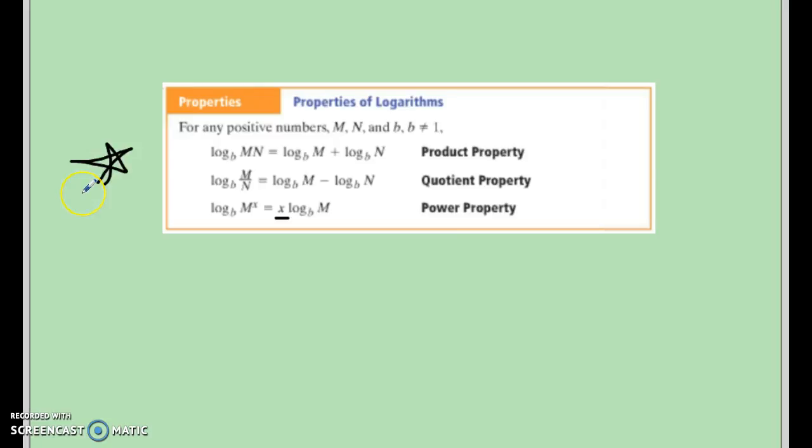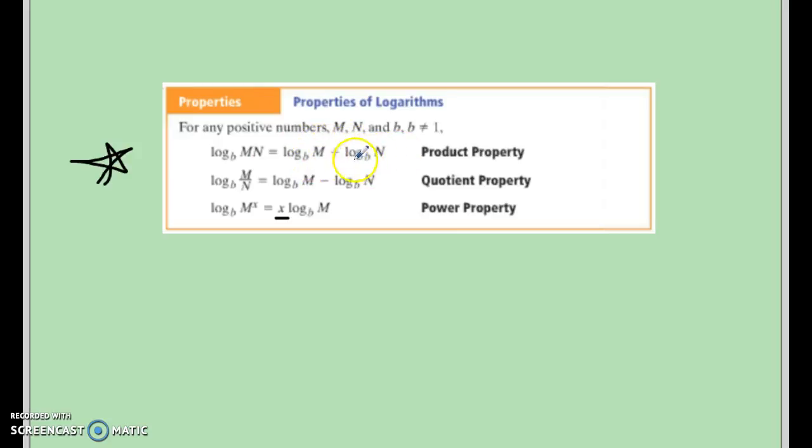So here are our properties of logarithms. These are the things you're really going to need to know. My first property is the product property, and product, remember, means multiply. So when I've got log base b of two terms that are multiplied, they can be variables or actual numbers, I can also write them as an addition problem: log base b of the first one plus log base b of the second one.